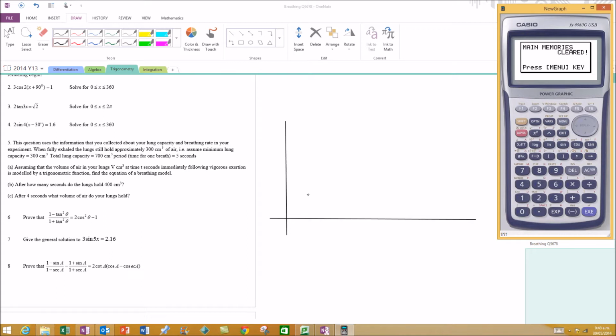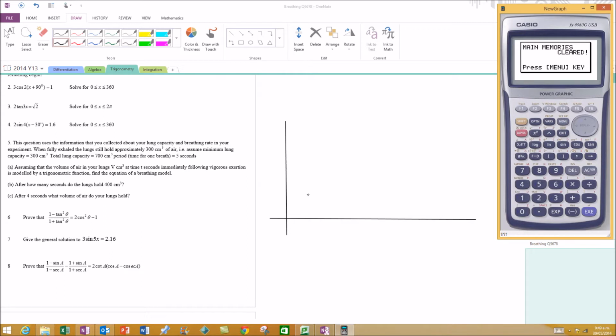In this particular one, it's on lungs and it has a minimum of 300 and a maximum of 700, and it gives the period, or the time for one breath, from having no air in your lungs to full air and back to no air again, as 5 seconds. They've said that that's one whole period.